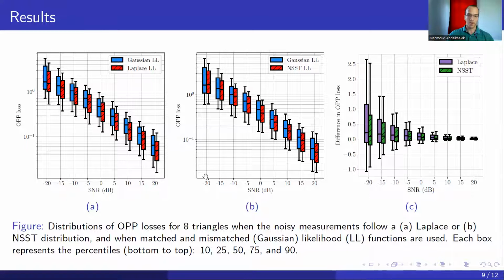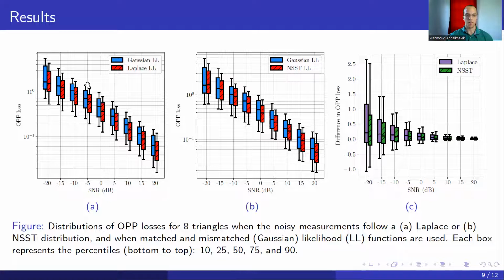So I'll just explain what the results mean using figure A on the left here. The x-axis represents the amount of variance of noise in the measurements. So the variance decreases going to the right, and the y-axis represents the OPP loss. And you can see that as the variance decreases, the OPP loss goes down, which is expected. One thing to note is that these boxes represent percentiles. The bottom representing the 10th percentile, then after that is 25th, 50th, 75th, and then 90th.